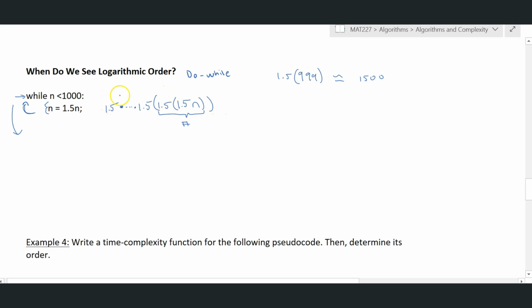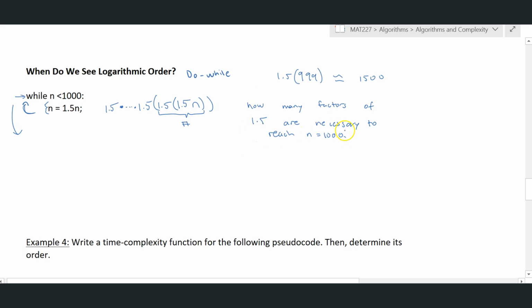So basically what we need to ask ourselves is, how many times will n get multiplied by 1.5? And more specifically, how many factors of 1.5 are necessary? And we'll frame it like this: to reach n equals 1000. Why? Well, because that's the borderline between the loop continuing to run and the loop discontinuing.